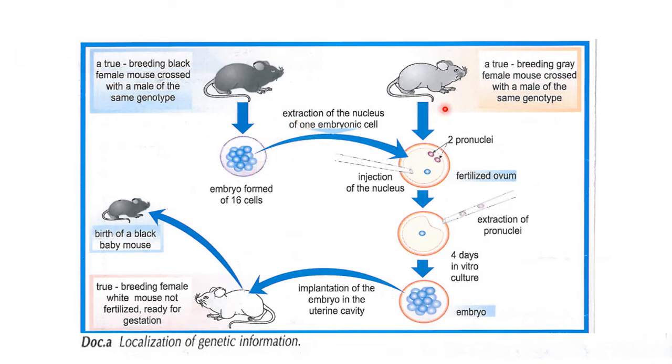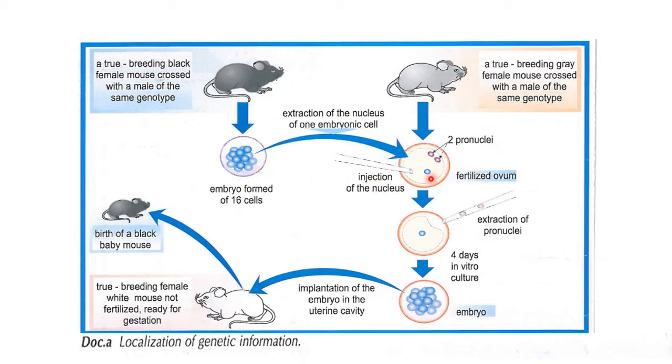On the other hand, a true breeding gray female mouse crossed with a male of the same genotype. It means also a pure gray female mouse crossed with a male having also gray genotype. It means GG. The fertilized ovum was taken, having the two pronuclei, the male and female, and there was injection of the nucleus taken from this embryonic cell, from the embryo having 16 cells.